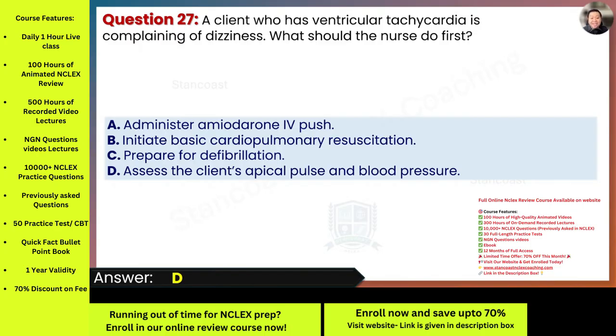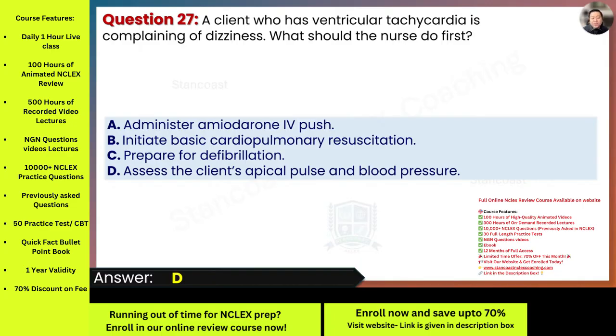And so understanding the client's hemodynamic status through this assessment is very critical because it helps you to decide the appropriate treatment. For instance, if the client is unstable in ventricular tachycardia, there's a need for immediate intervention, like synchronized cardioversion or medication. But if they're pulseless, then it's going to be CPR and defibrillation time. And so by assessing the pulse and the blood pressure first, you're avoiding jumping into a treatment that might be wrong for the client's current condition.